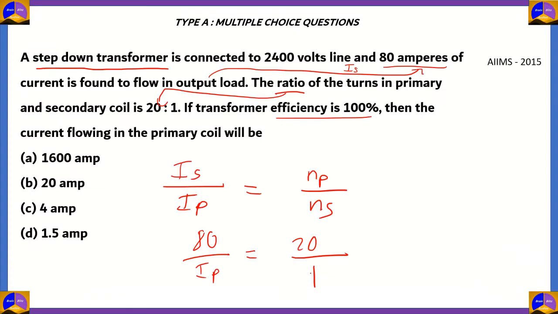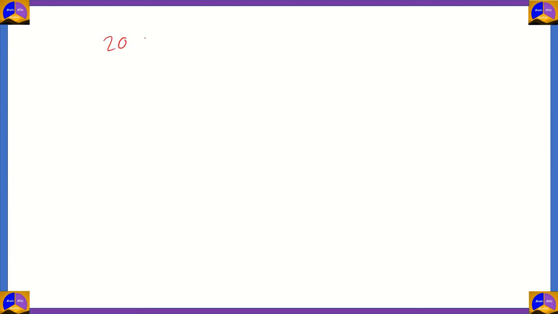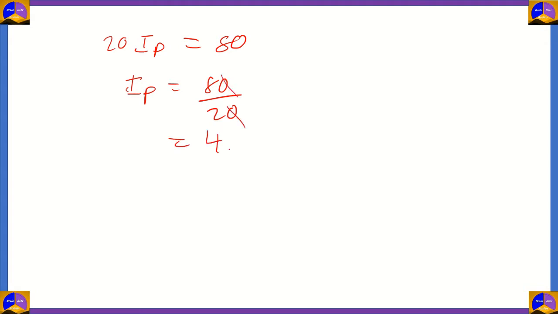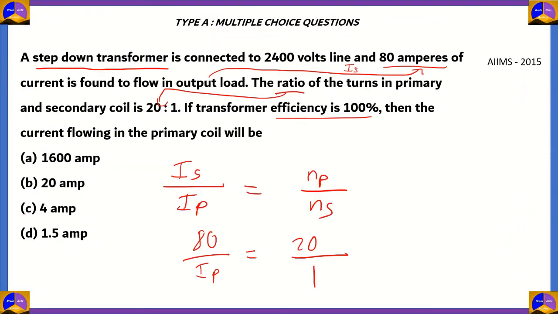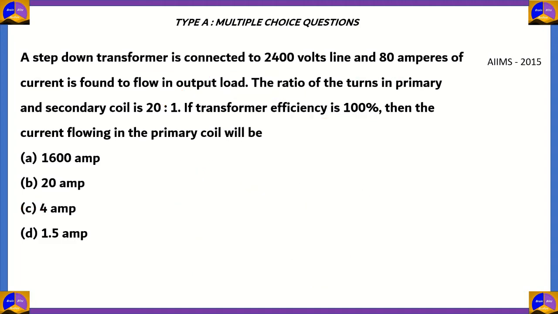Now what we can do is we can write this as 20 IP is equal to 80. It's just cross multiplication. And you get IP as 80 divided by 20. Cut out the zeros, it's 8 by 2, that is 4 amperes. So the current that is flowing in the primary coil is just 4 amperes. And that is option C. So option C is the right option by using the relation between the current passing through the coils and the number of turns of the coils in a transformer.